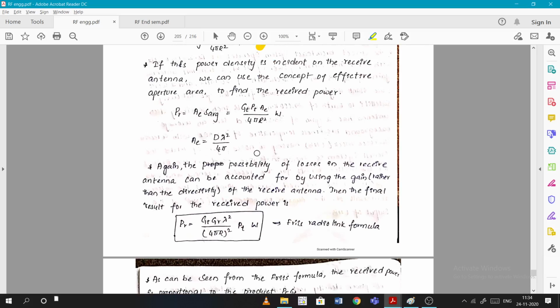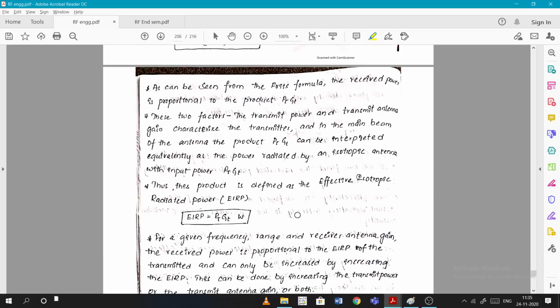When you substitute this, the possibility of loss in the receiver antenna can be accounted for by using gain rather than directivity. That means instead of directivity, we use gain only. Since A depends on D, we replace it with gain. Then the final result for the received power is GT GR lambda square by 4 pi R square times PT, in watts. This is the total received power, the Friis radio link formula.